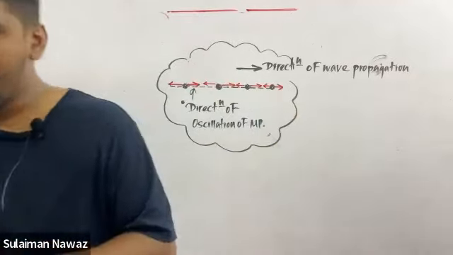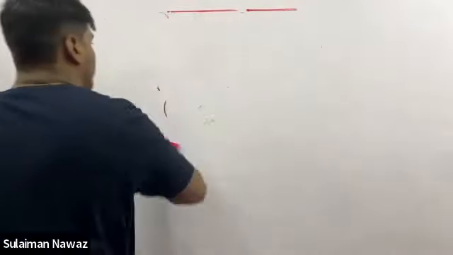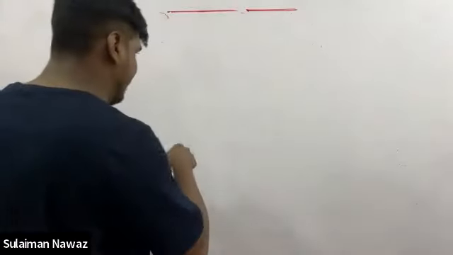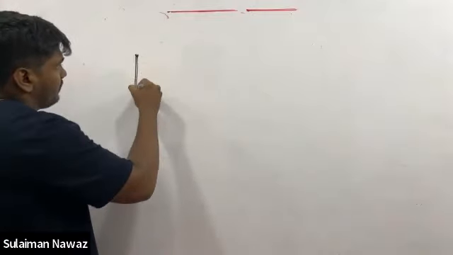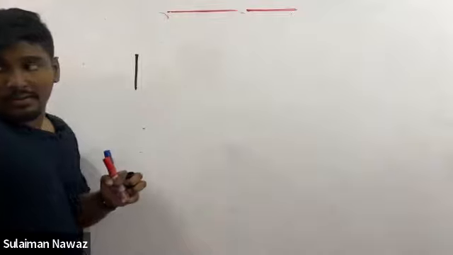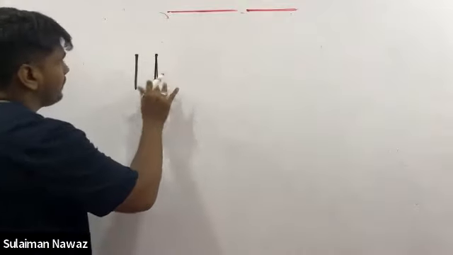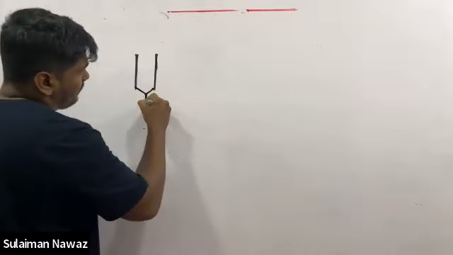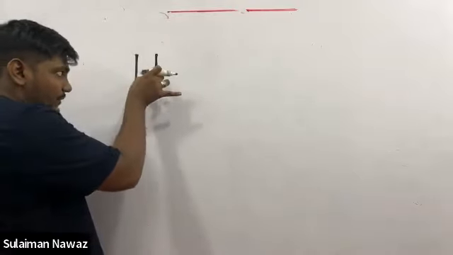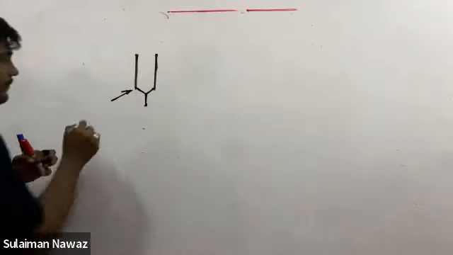For example, look at it. I think you know what a tuning fork is. Basically, a tuning fork has two prongs. Right. Now, what happens when you strike the tuning fork?